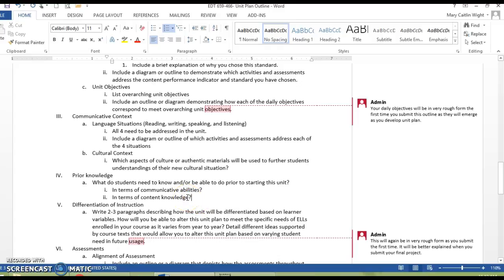Remember, this is kind of a perfect world scenario. So you can say all the students are at this level and they can do these skills so that you know what you're doing in the unit plan is applicable. This doesn't work as well with real students. You have to meet their individual needs. But for this kind of make-believe perfect world unit plan, you can really state what they can and can't do.